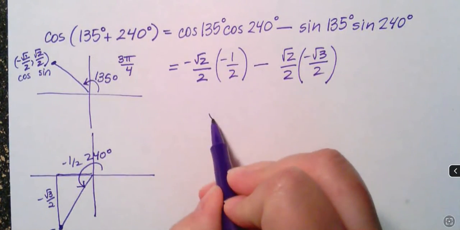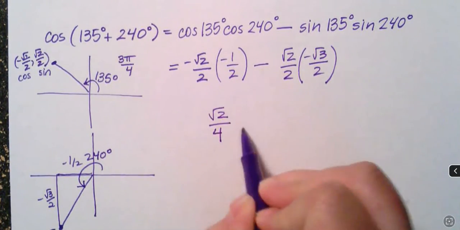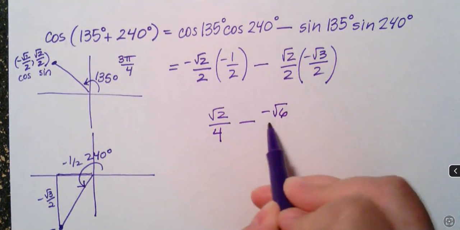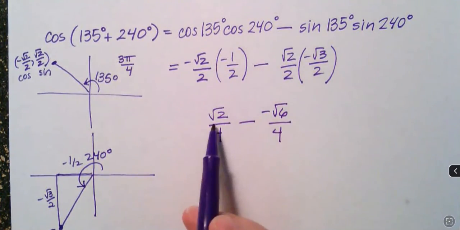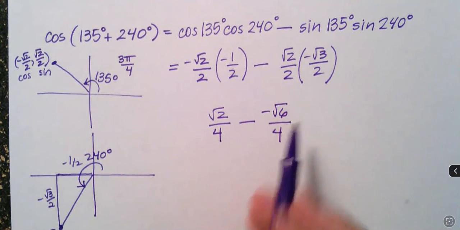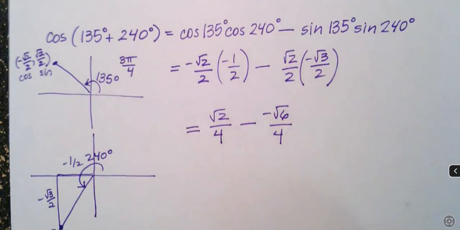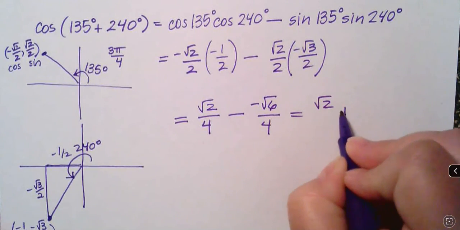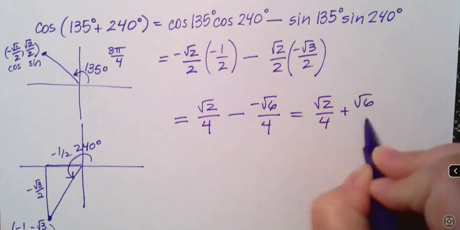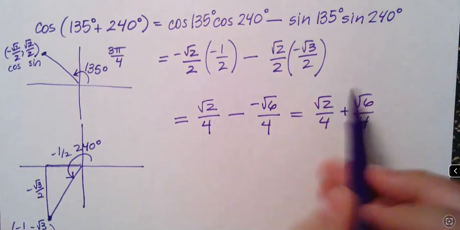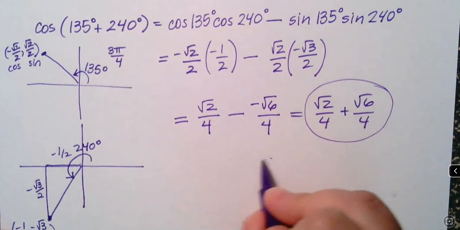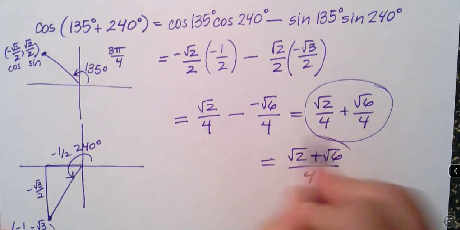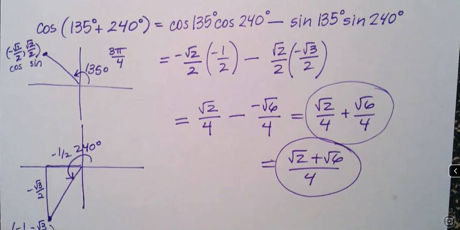So if you do several of these problems and you keep bumping into some of the same numbers, like for instance, here we have square root of 2 on top and 4 on the bottom. And over here we have negative square root of 6 on top and 4 on the bottom. You'll run into square root of 2 and square root of 6 a lot doing these. So that's square root of 2 plus square root of 6, both over 4. You can write it like this, or you can rewrite it as one fraction with a common denominator. Both of those are correct.